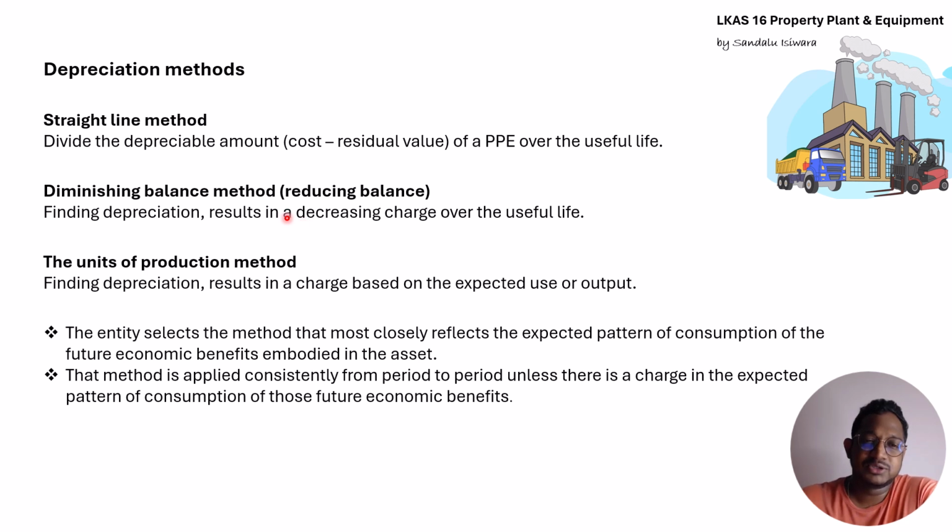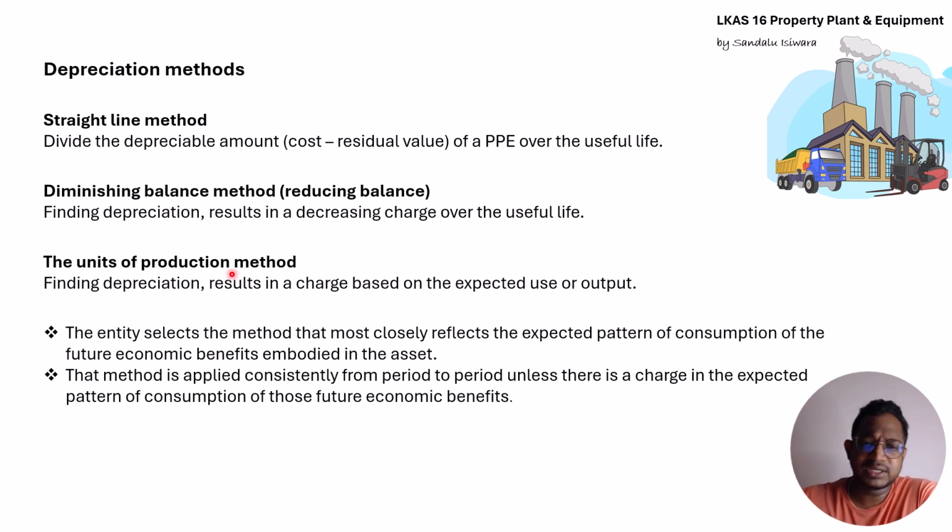And the diminishing balance method means to find depreciation, you have to decrease the charge over the useful life. In exercises they are giving the reducing balance rate. So at that date you have to subtract the accumulated depreciation from cost and get the carrying amount. And to that carrying amount, we have to apply the rate given, right? So those two you should know.